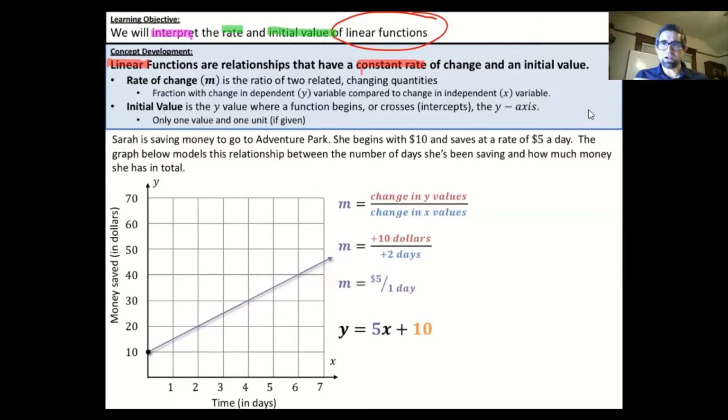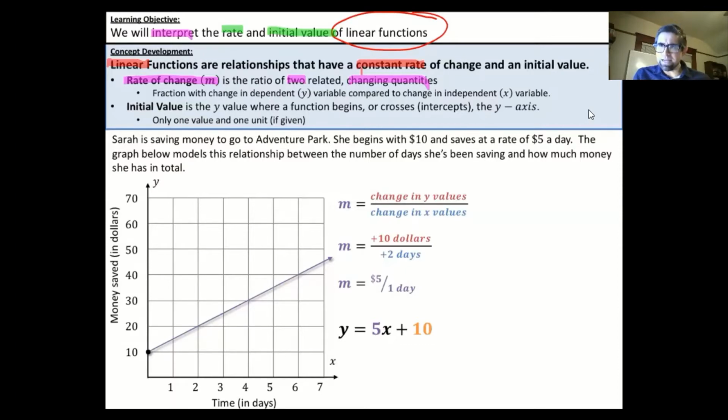Okay, let's talk about the details of a linear function, two other concepts that make it up. The first being rate of change. For rate of change, the definition here says rate of change is the ratio, that's a comparison, of two related changing quantities. So let me help you see the important parts of rate of change. It's going to be that we have two changing quantities. A rate shows how two things are changing together at the same time.